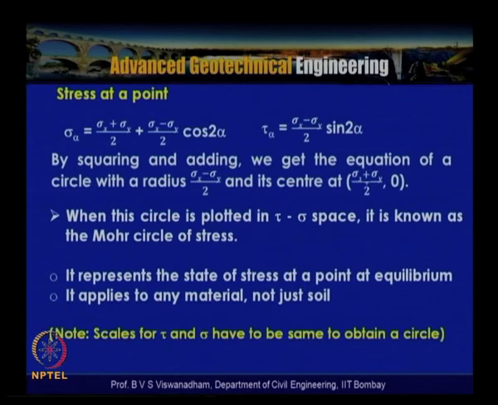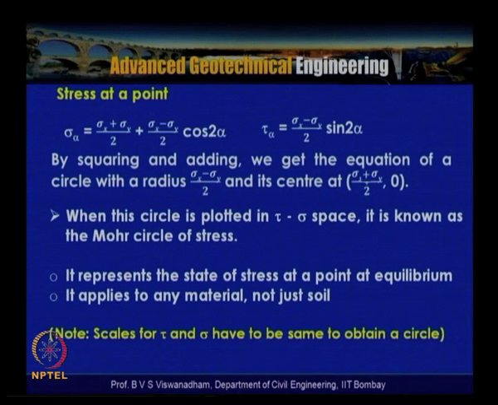Now sigma alpha is equal to (sigma x plus sigma y)/2 plus (sigma x minus sigma y)/2 cos 2 alpha, and tau alpha is equal to (sigma x minus sigma y)/2 sin 2 alpha. By squaring and adding, we get the equation of a circle. Squaring sigma alpha and tau alpha, sigma alpha squared plus tau alpha squared, we get the equation of a circle with a radius (sigma x minus sigma y)/2 and its center at ((sigma x plus sigma y)/2, 0).